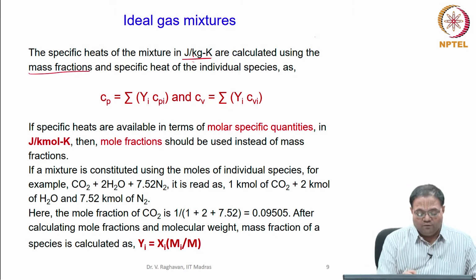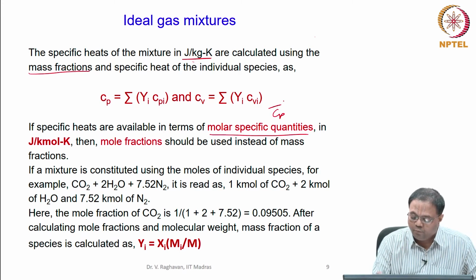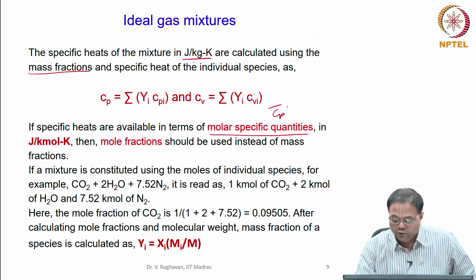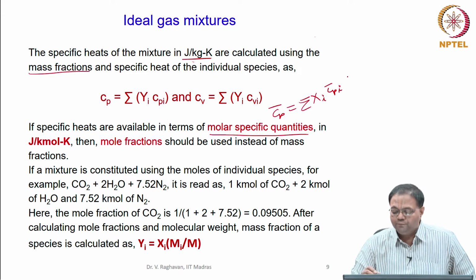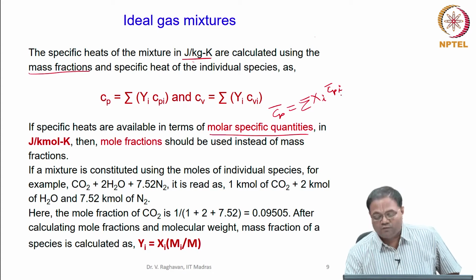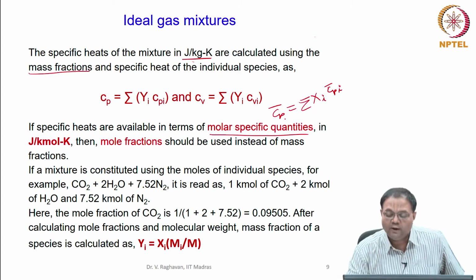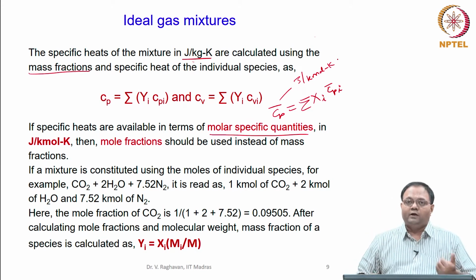On the other hand, if you have specific heats on a molar basis, for example, if I want to calculate Cp bar of the mixture, then I will use the sum of Xi Cp bar i. This Cp bar i is the molar specific heat at constant pressure of the ith species, multiplied by the mole fraction and summed over all the species. You will get the Cp of the mixture on a molar basis. So the unit here is per kilomole, instead of per kg.